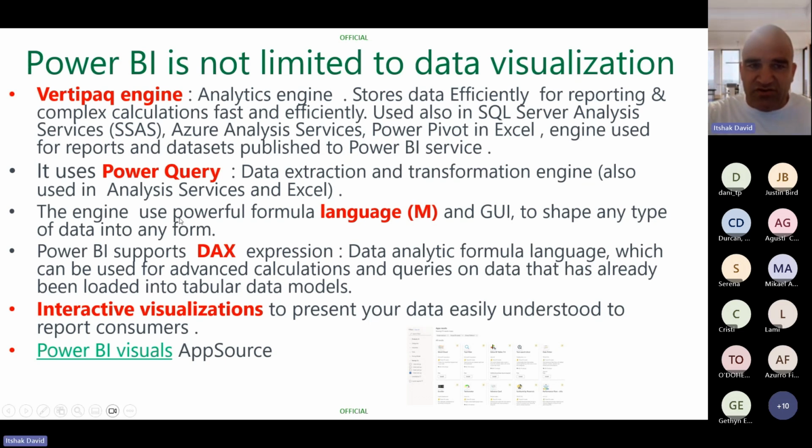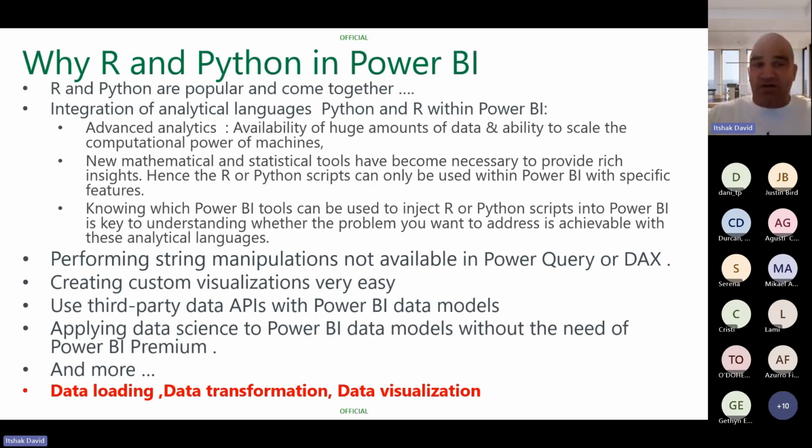So these are Power BI visualizations. So why should we use R and Python in Power BI? Because R and Python are very popular now and come together, especially Python. We want the integration of analytic languages, Python and R, within Power BI for advanced analytics. We have a lot of data, and with R and Python we have the ability to scale the computational power of our machine. We have new mathematical and statistical tools that become necessary to provide rich insight.